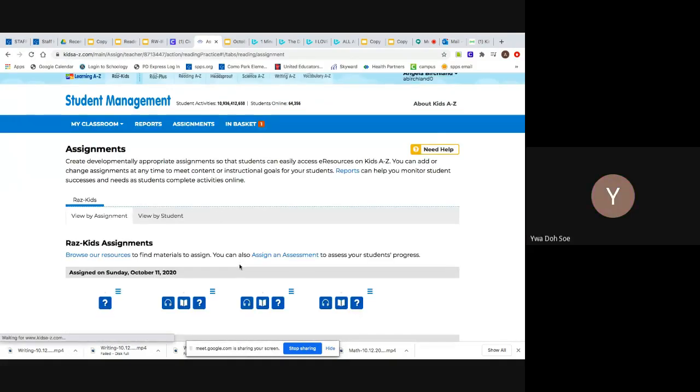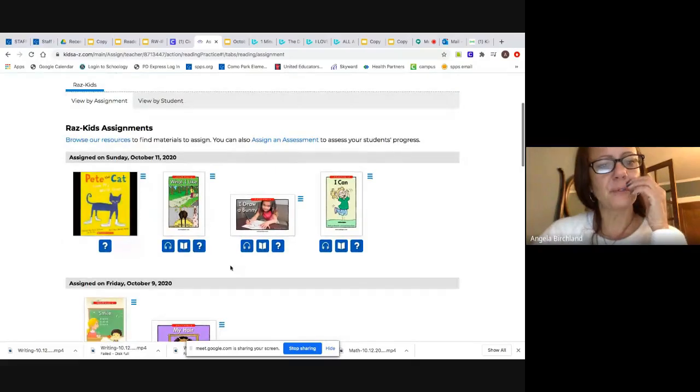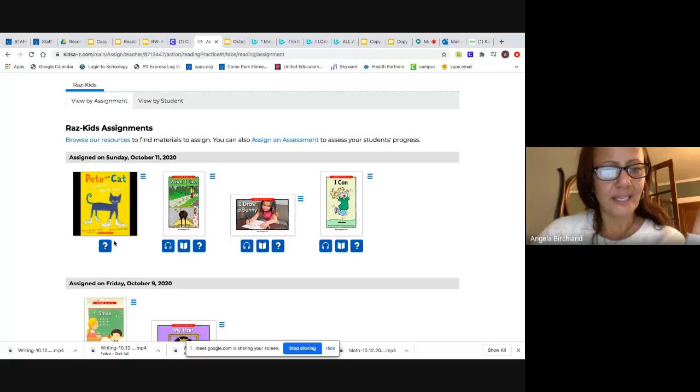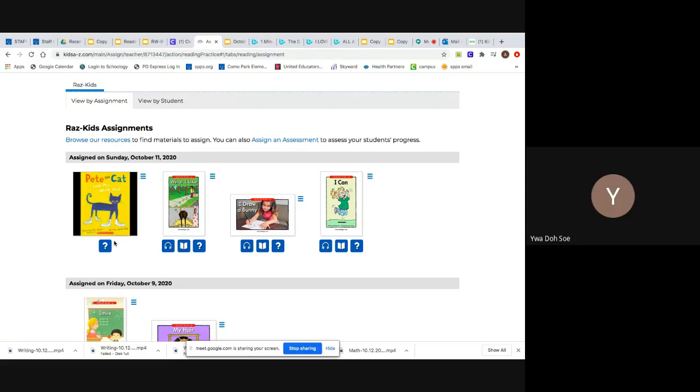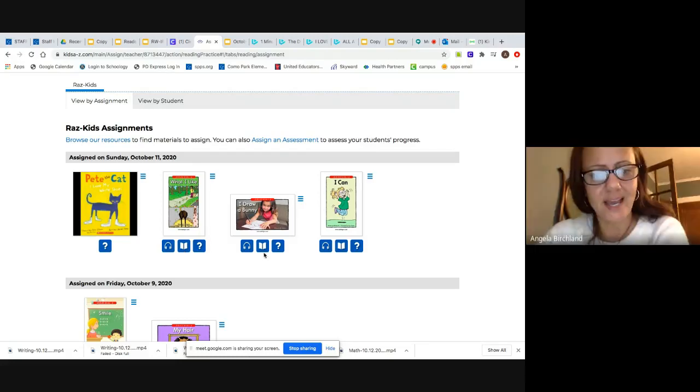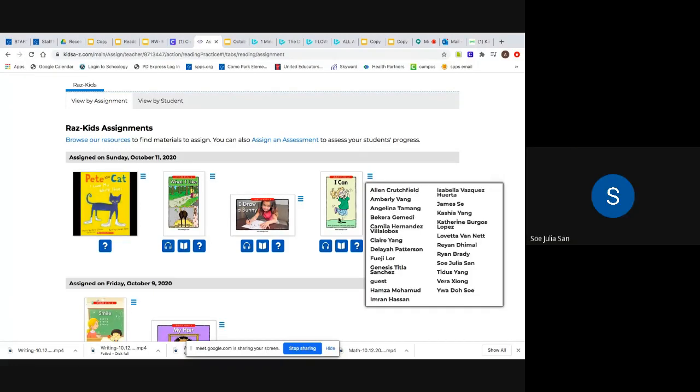Okay. So here are some books that I put on Learning A to Z. And I'm going to look at one of them with you so that you can see what I mean by finding the text pattern. So here's Pete the Cat, what we just did. And then there are three other books. This one is called What I Like. This one is I Draw Funny. And this one is I Can. So let's look at this one.